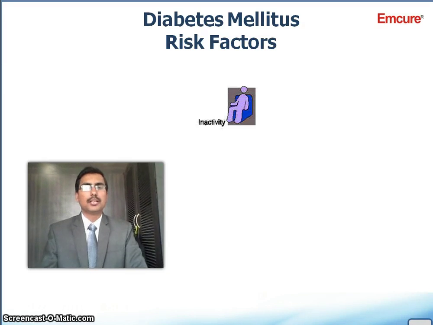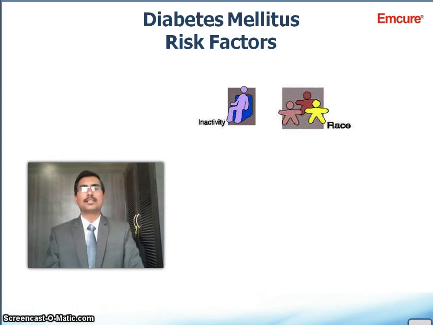The first one is inactivity. Now less activity leads to increase in body weight, and at the same time a less active person utilizes the body's glucose to a very lesser extent, and that increases the chances of diabetes. Second risk factor is race. Now in race, it has been observed that Hispanics, American Indians and Asian Americans are more prone to suffer from diabetes.